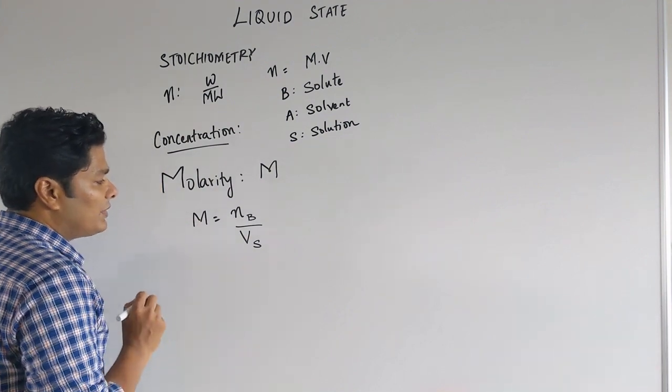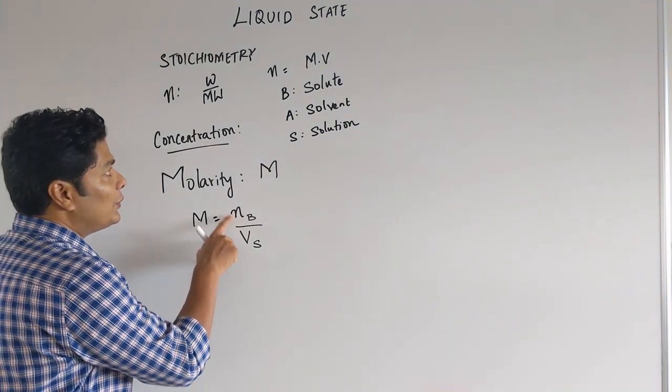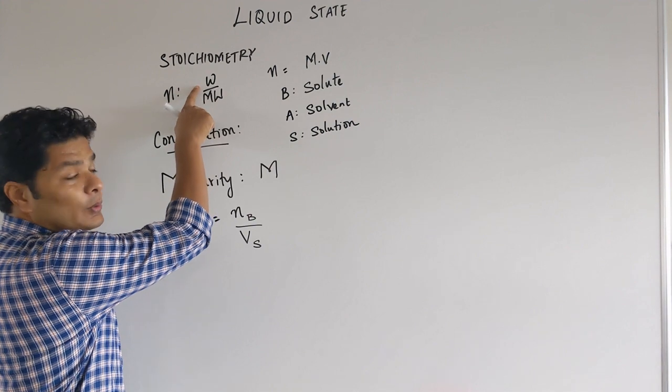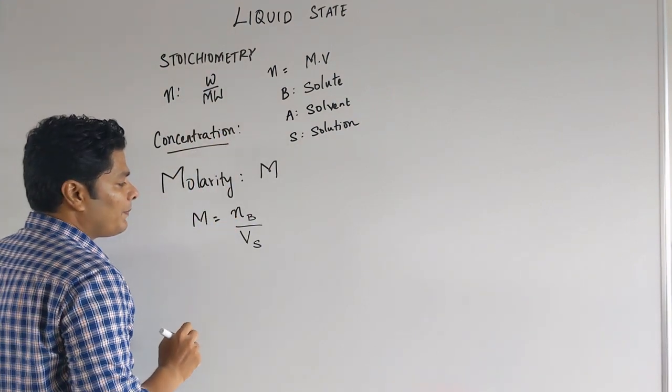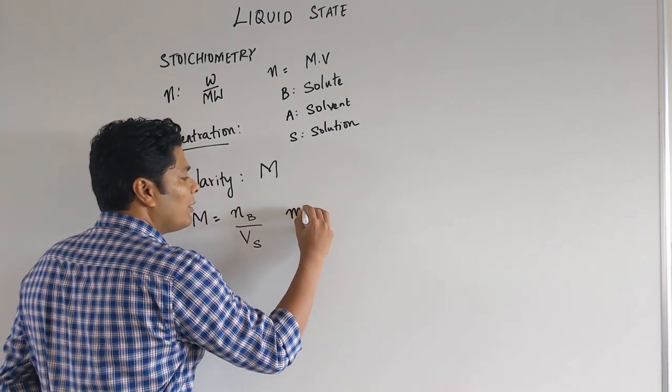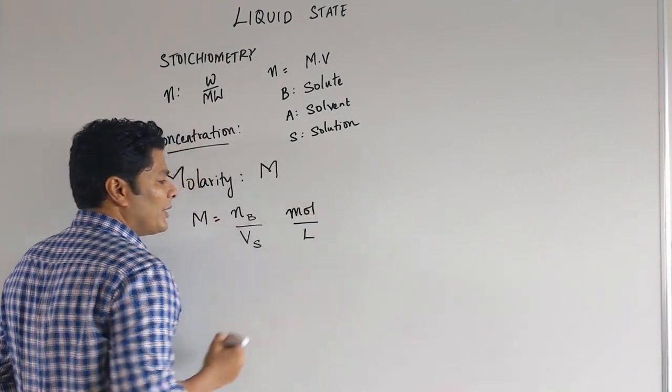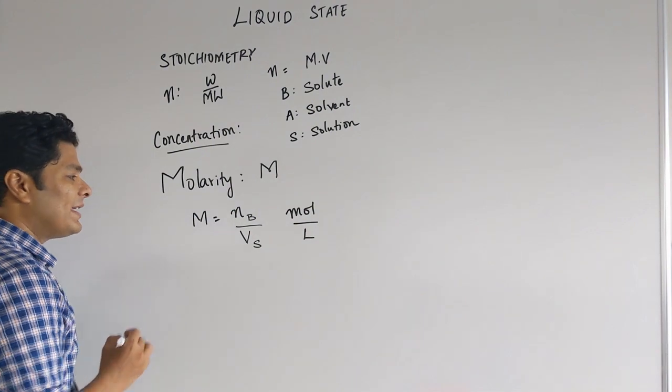Now this is straightforward. How can you get moles of solute? They may give you mass of solute. You can use molar mass and calculate it. This is pretty simple. So the unit of this is going to be moles per liter. This is the basic one.